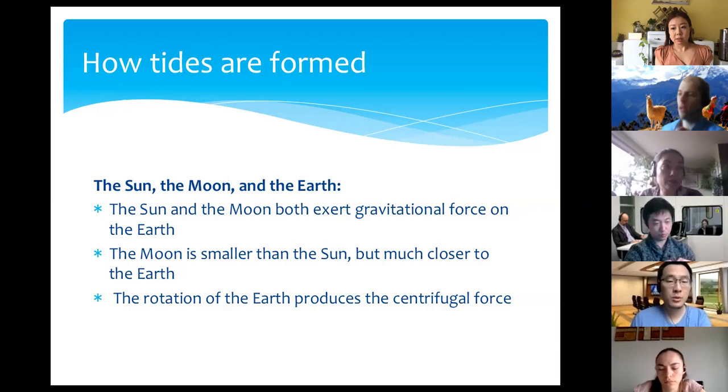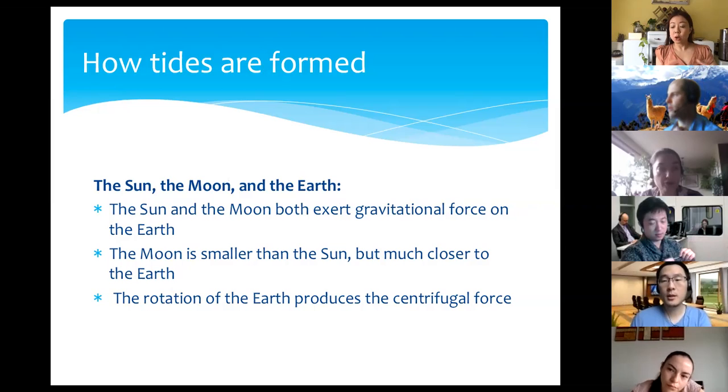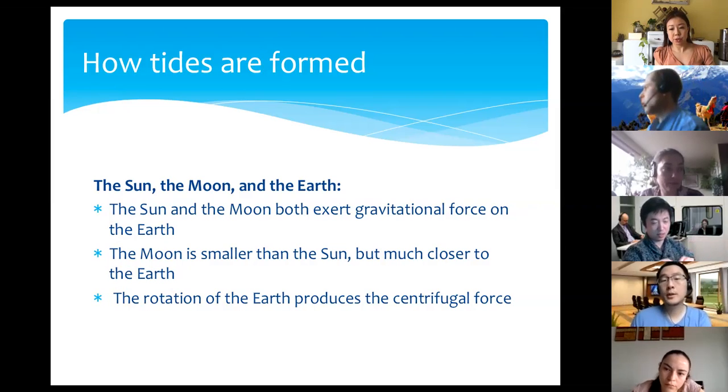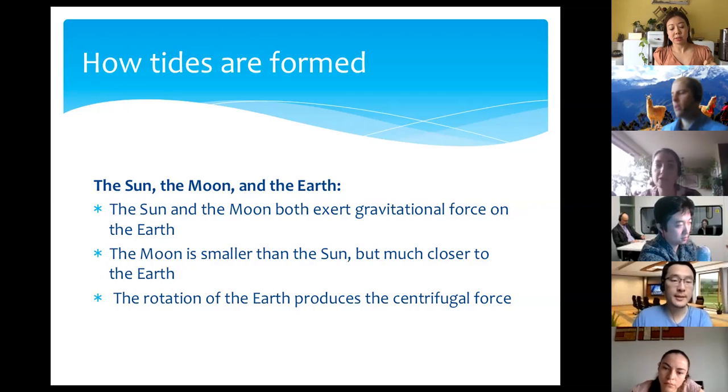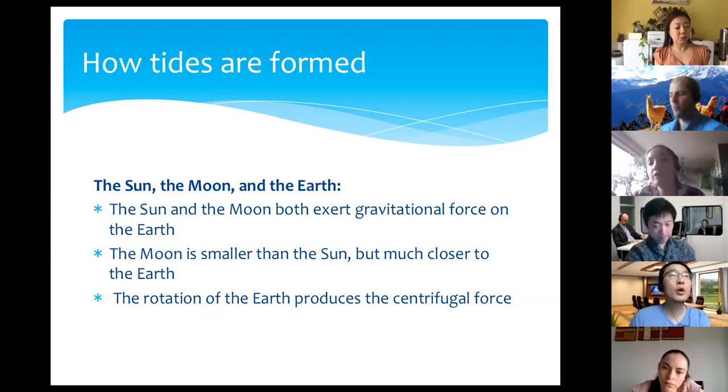Now, in addition to this rotational arrangement, there are also two forces at play here, the gravitational force and the centrifugal force. So the sun and the moon both exert gravitational force on the Earth. The gravitational force, I'm sure you know what it is, but it's basically the attraction, right? So the gravitational force of the moon pulls the Earth and everything on Earth towards itself.